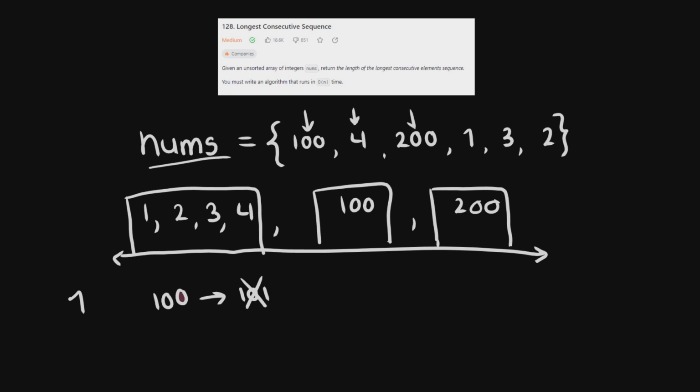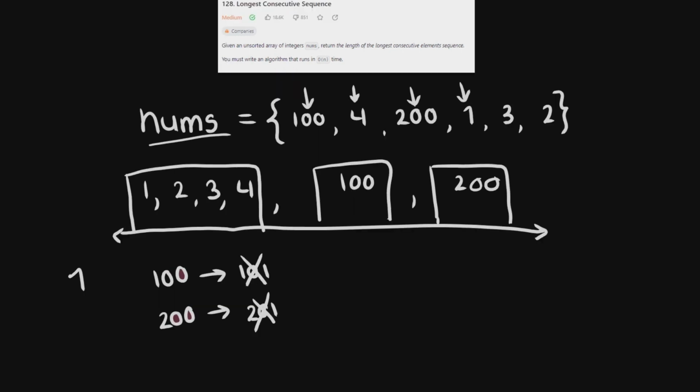We check 200, and 200 has no preceding value, so 199 is not in the nums set, so we can say that 200 defines a sequence. Then we check to see if 201 is in nums, and it's not, so 201 stops the sequence, and we still have a longest length of 1.